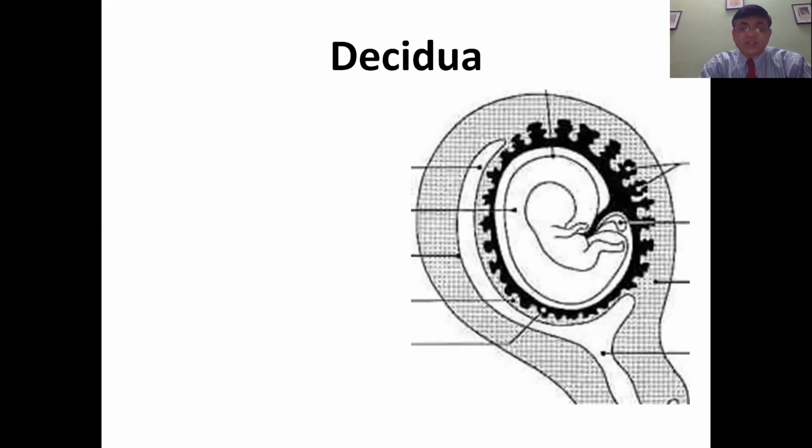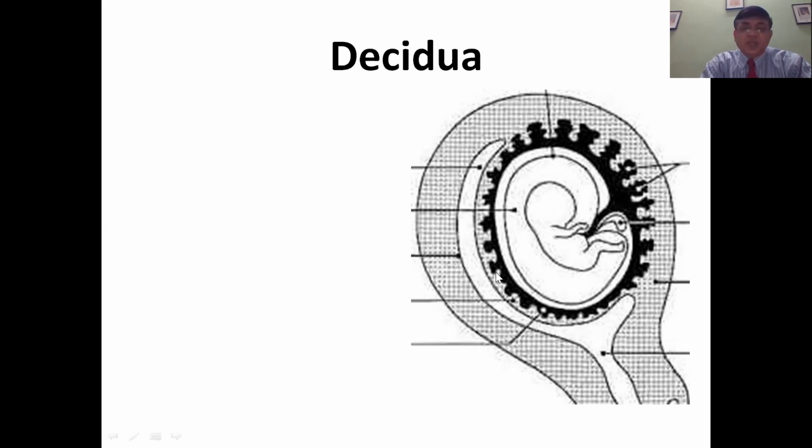As you can see in this figure now, the fetus growing inside here, surrounded by the trophoblastic tissue, and trophoblastic tissue is lying on this decidua. Now there are three types of decidua depending upon their location. This decidua where the embryo lies is called as decidua basalis.